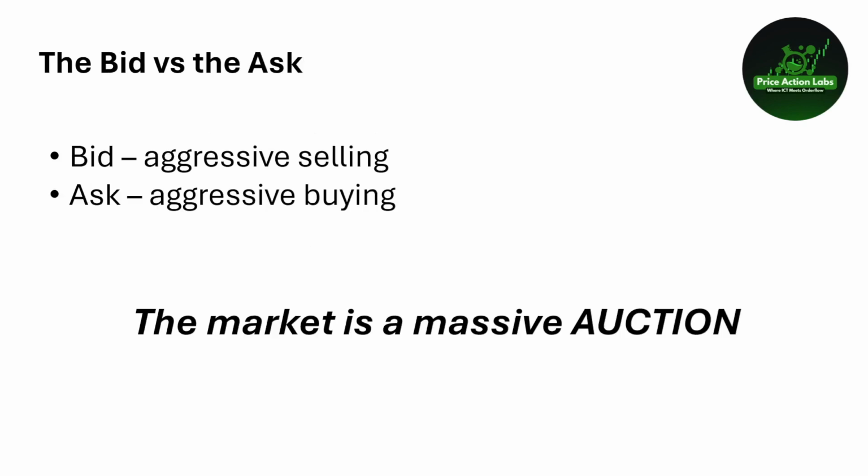The bid and the ask. So when market participants hit the bid, this is aggressive selling. When they hit the ask, it is aggressive buying, right? So buying and selling is what moves the market. Aggressive buying moves the stock price up, and aggressive selling will move the stock or instrument's price down. So everything is an auction. The market is an auction.